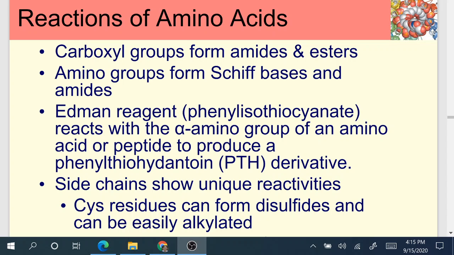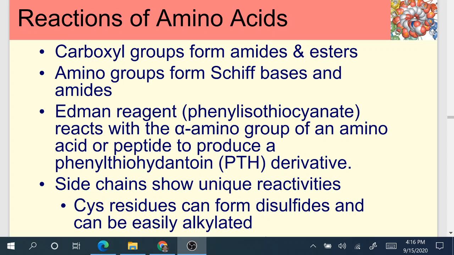In this next video, we'll look at some reactions that amino acids can undergo. Now, some of those reactions that we're going to look at are going to be important for amino acid structure and function, and others will be just unique, interesting reactions that are being performed for research.